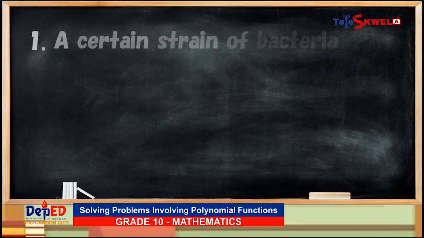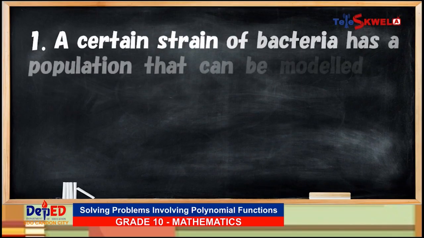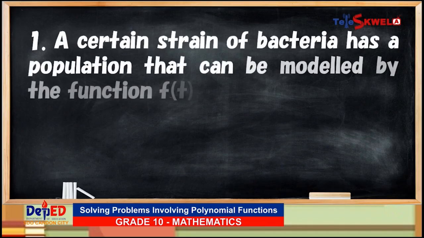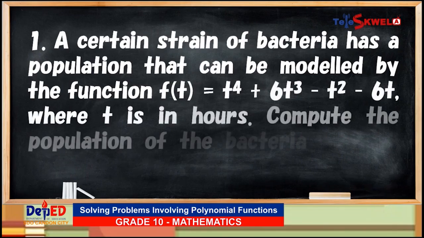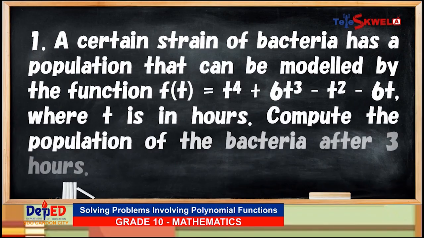Number 1. A certain strain of bacteria has a population that can be modeled by the function f of t is equal to t raised to 4 plus 6t raised to 3 minus t squared minus 6t, where t is in hours. Compute the population of the bacteria after 3 hours. Your time starts now!